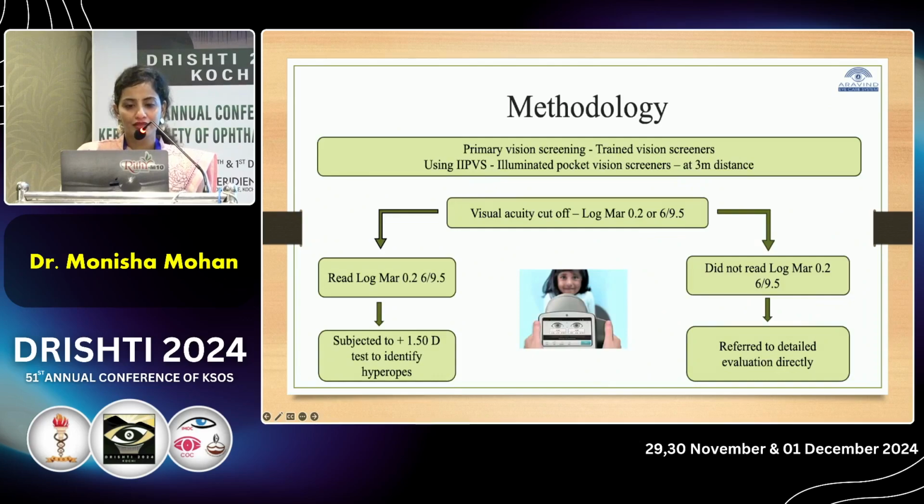Coming to the methodology, the primary vision screening was done by trained vision screeners using illuminated pocket vision screeners at 3 meters distance. The visual acuity cutoff which was taken was logMAR 0.2 or 6/9.5.